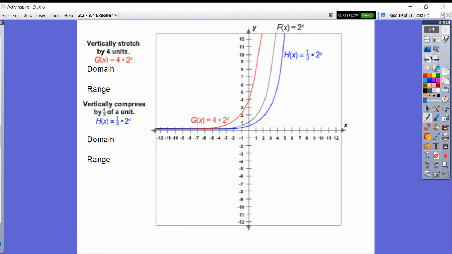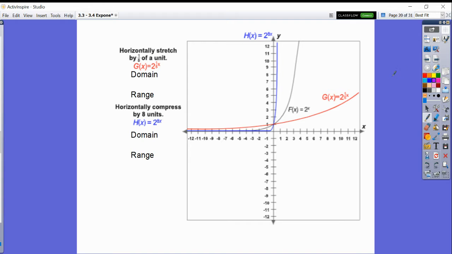All right, here is another one. What's different about these ones is their y-intercepts. So they are a vertical stretch of 4 and a vertical compression. Because this number is less than 1, it's going to multiply it by 1/3, which is going to make it smaller instead of bigger. Notice the domain is still all real numbers and the range is still above 0, so those did not change.